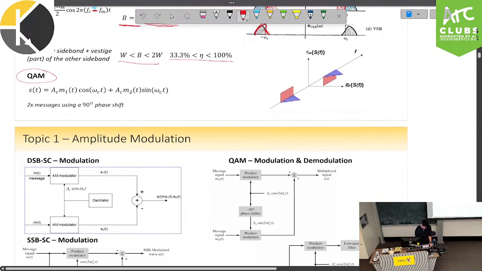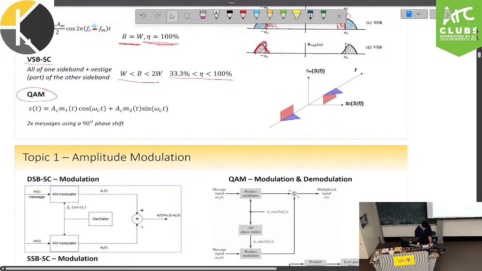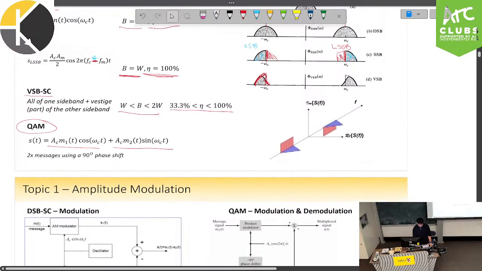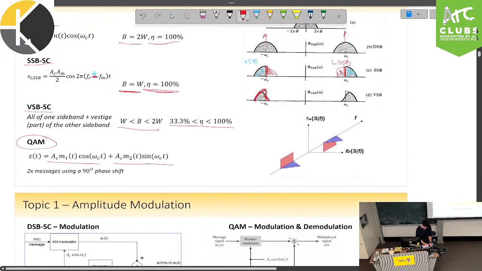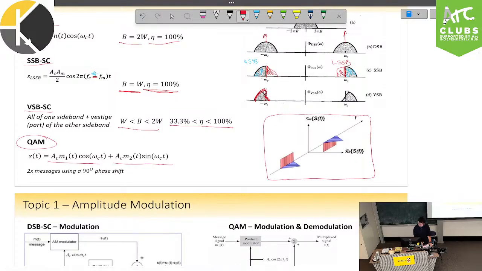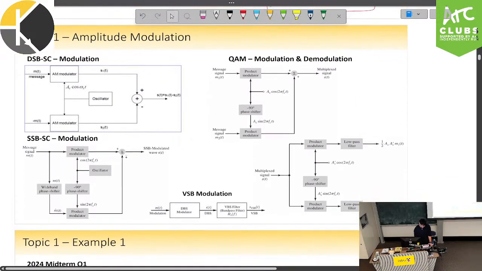Lastly, we have QAM. QAM is amazing because we can transmit 2 messages for the price of 1. As we can see in the frequency domain, we have 2 messages that can be transmitted at the same carrier frequency because they are orthogonal to each other, which we can see denoted by this cos term and this sine term. Onto the block diagrams.